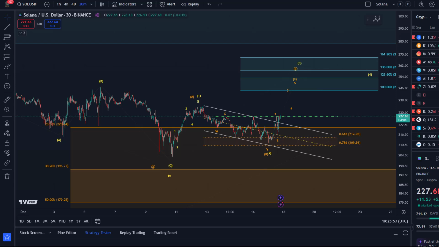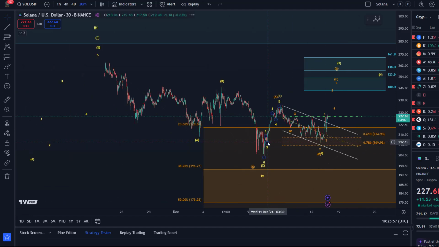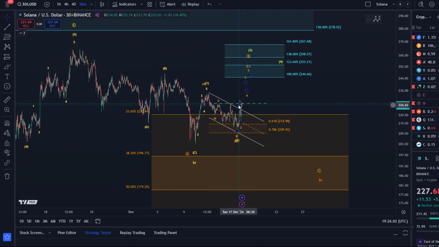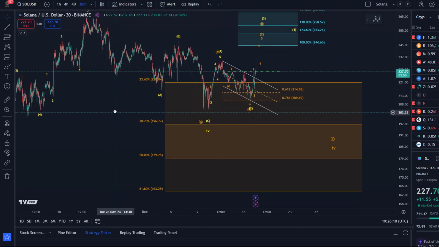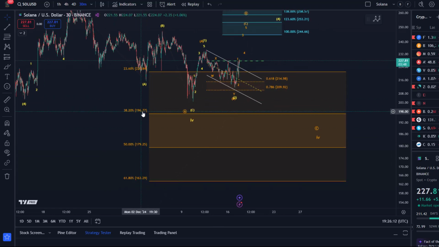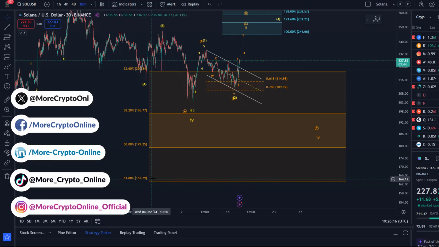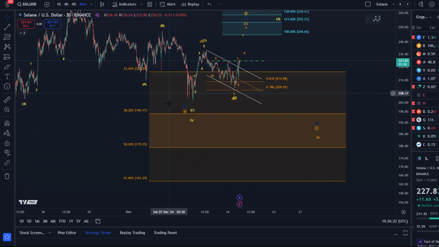On the Solana chart, the price has reacted to the support region here. So let me explain the overall structure. We talked about, and I'm not going to show you the larger time frame today, we did that I think yesterday. The idea is we are caught in a wave 4 correction with next support levels at 196.77, 179.25 and 163.29. So this is an area with 3 Fibonacci support levels.